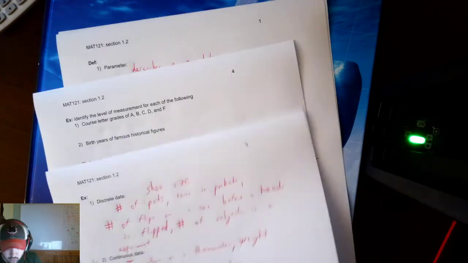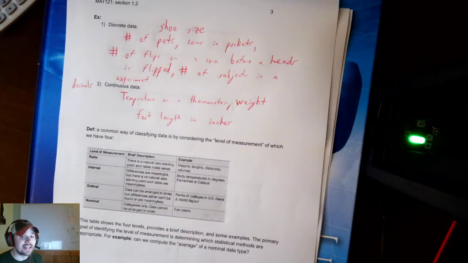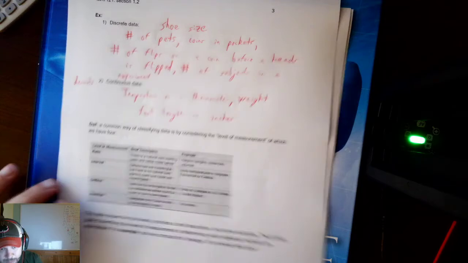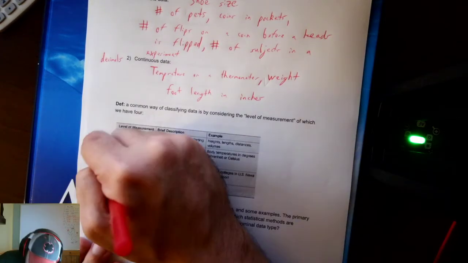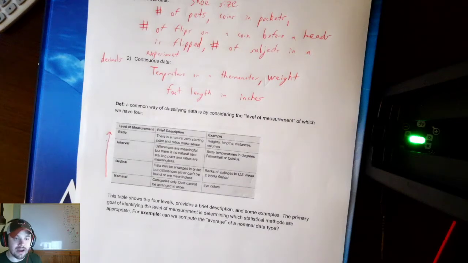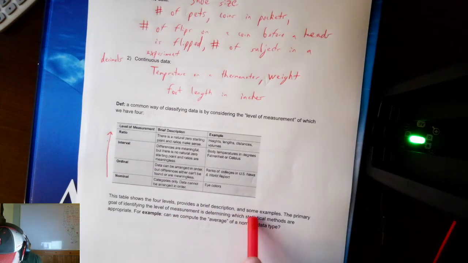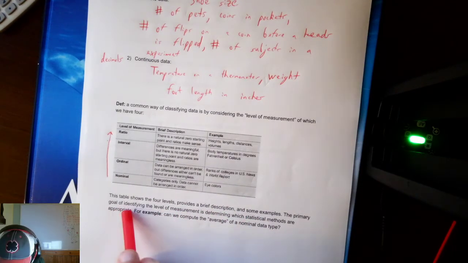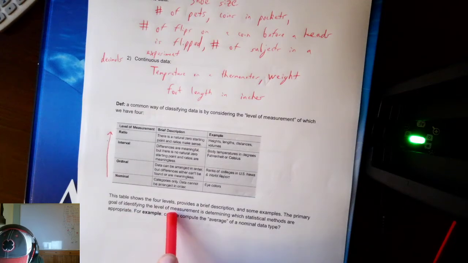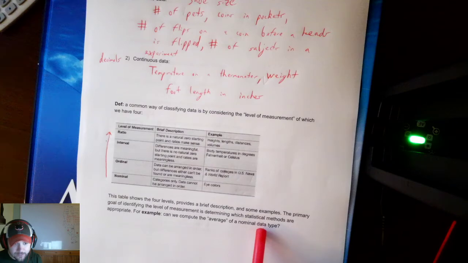Next, we move into our last batch of definitions that are paired together, and these definitions deal with the level of measurement. Now, I put this table here. I generally like to think of the table from top to bottom, rather than bottom to top. And this table shows the 4 levels, provides a brief description, and a couple examples. The primary goal in identifying the level of measurement is determining which statistical methods are appropriate.